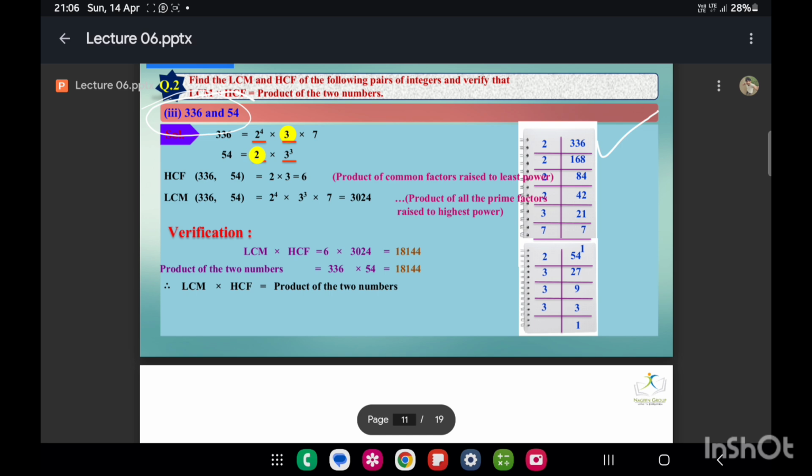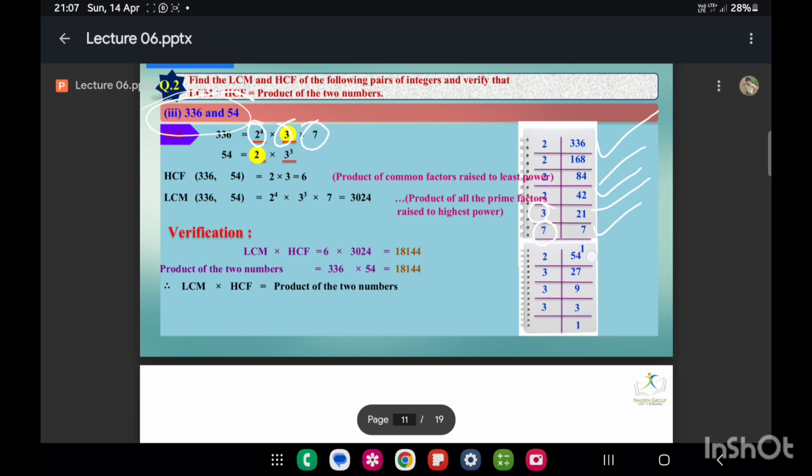336 can be divisible by 2. 2 168s are 336. Again 2 84s are 168, and 2 42s are 84, and 2 21s are 42. Then 21 can be divisible by 3 only, not 2. So we have to take 3. 3 7s are 21, then 7 ones are 7. So 336 can be split up like this: 2 power 4, 3 power 1, 7 power 1.